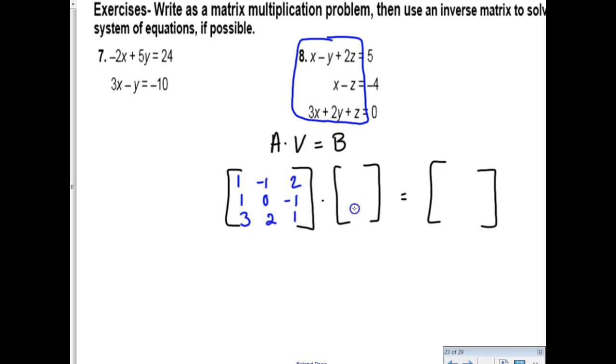This is the variable matrix. So which variables did they use in order, please? X first, and then Y, and then Z. Very nice. And then this is the solutions matrix. Solutions in order are 5, negative 4, and 0.